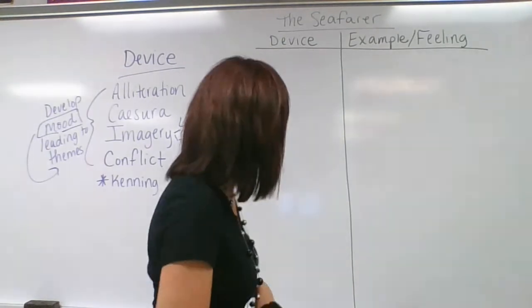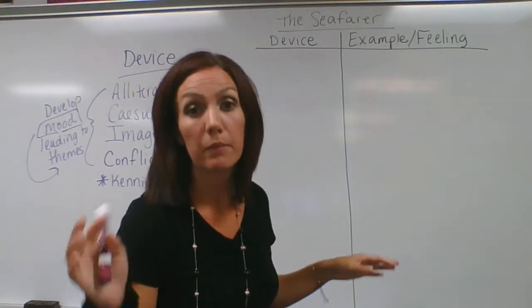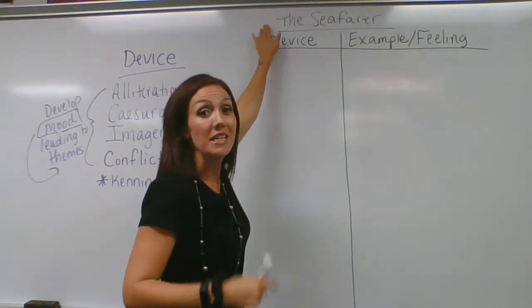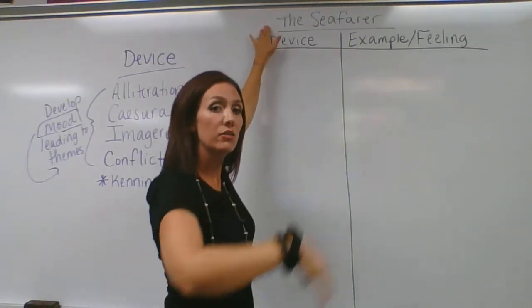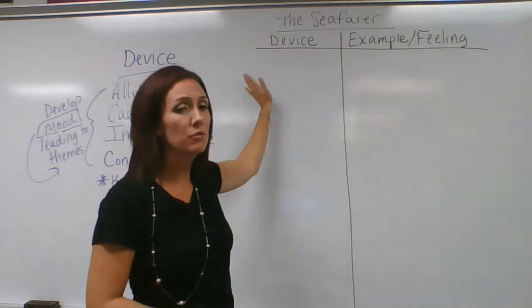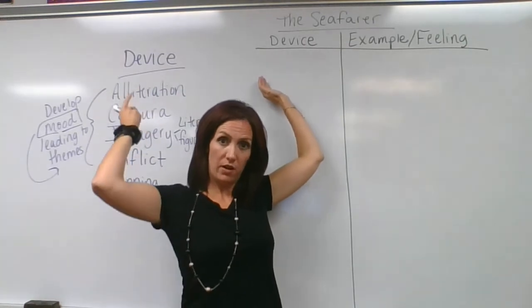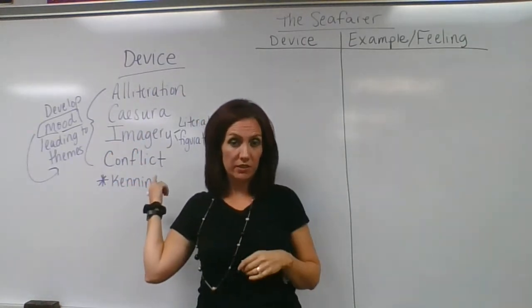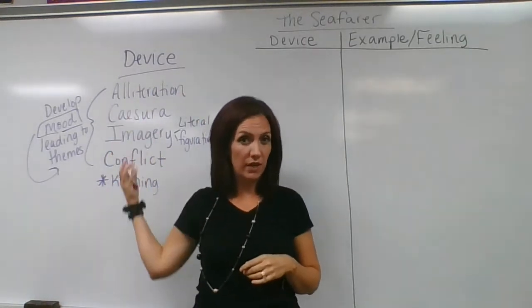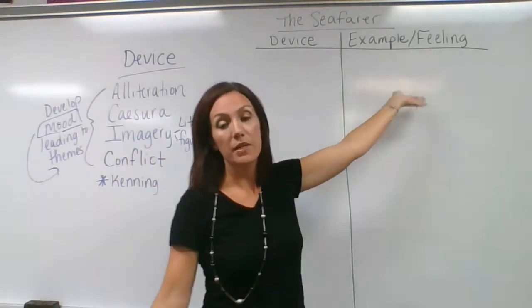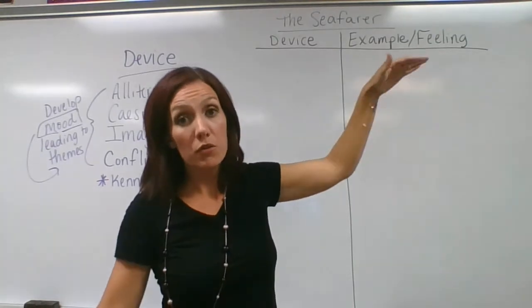All right, I didn't go anywhere, but maybe you're back. So here we go. If you want to label it The Seafarer, that is the title. And then if you want to make a simple T-chart with device, which are these things right here, we have literary narrative device, and then we have language device as well. And then just write the word example or feeling. I'm going to make this pretty basic for this time through.